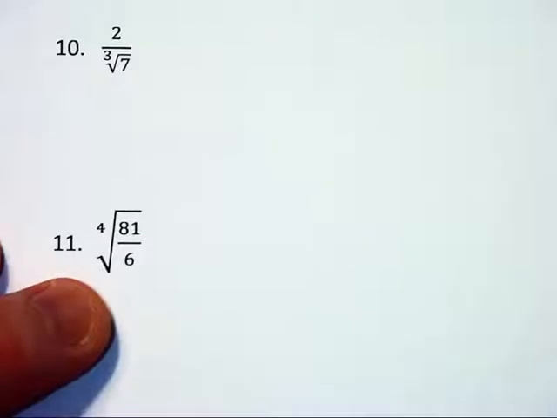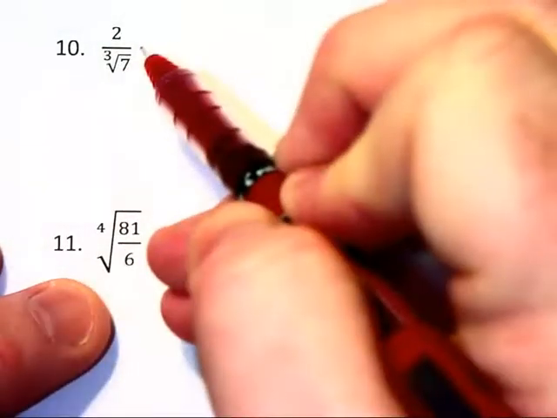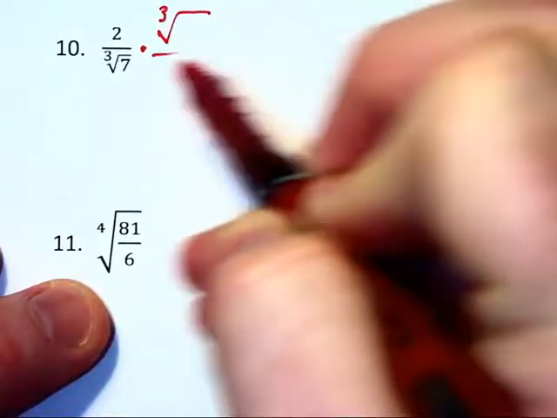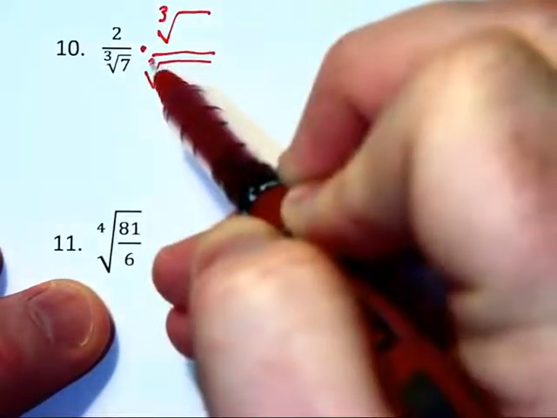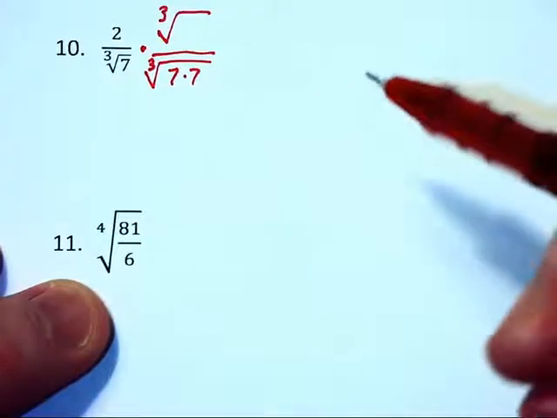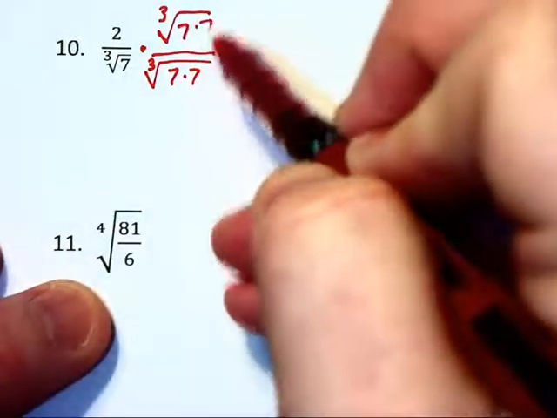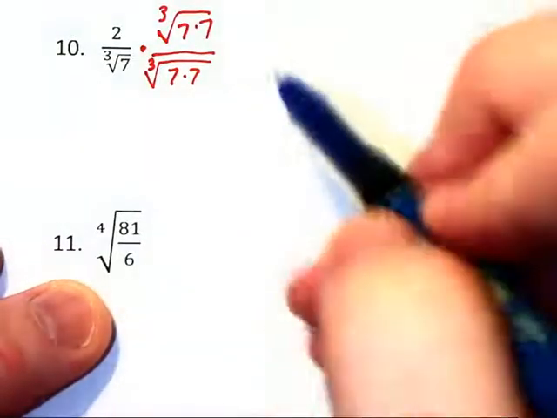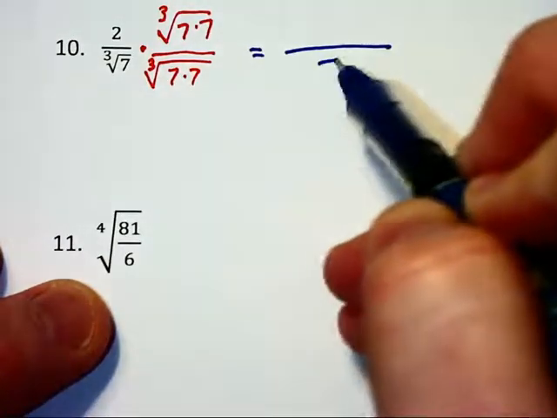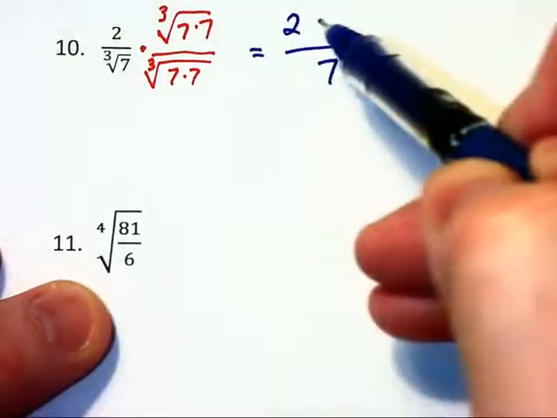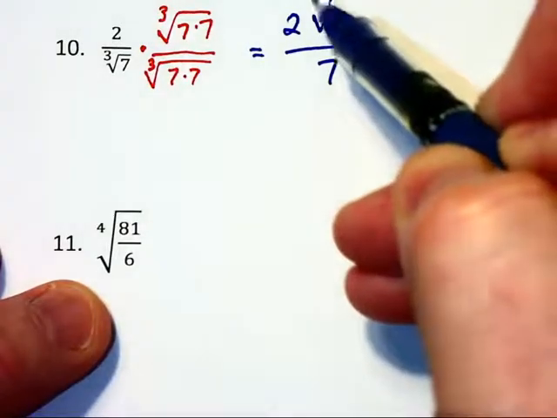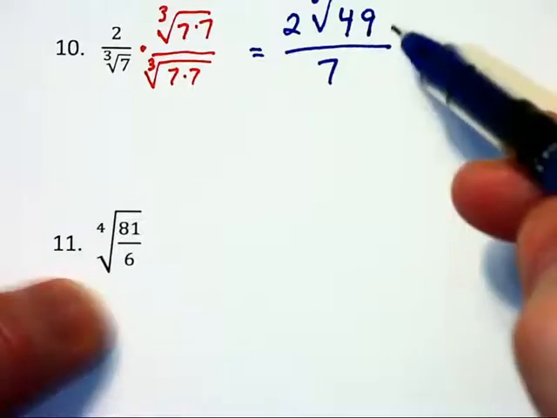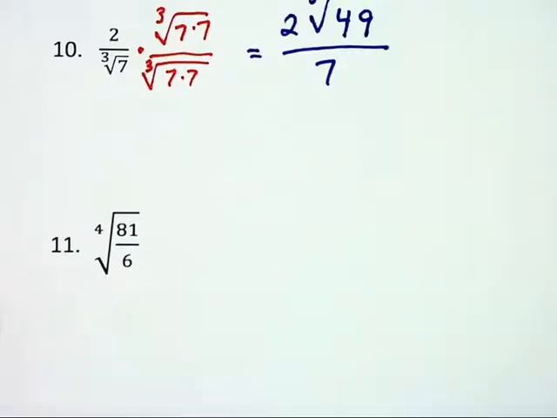For number 10, I need to create 3 of a kinds inside that radical. So I'm going to multiply by the cube root of 7 times 7. I need 2 more 7's to create a 3 of a kind. That will give me the cube root of 7 times 7 times 7, which is going to come out as a whole number 7. And then I've got a 2 on the outside up in the numerator times the cube root of 49. And don't cancel the 49 and the 7, because remember the 49 is trapped inside the radical.